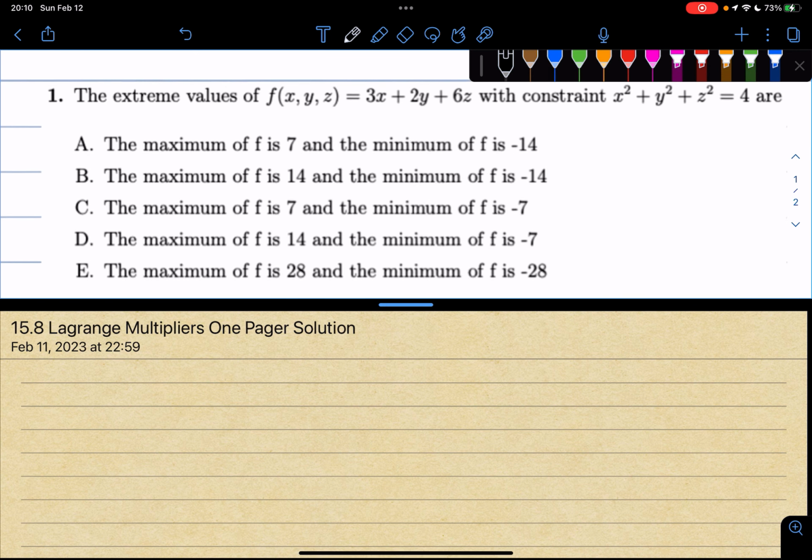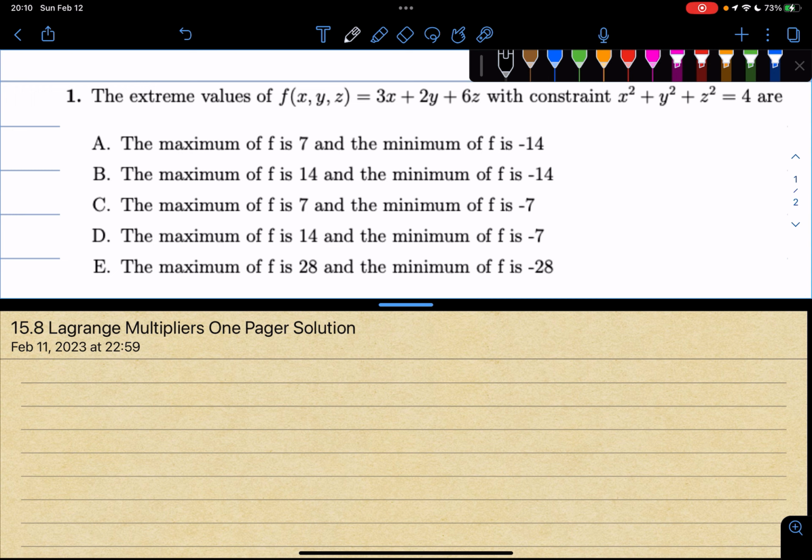So the extreme values of this function with constraints of x squared plus y squared plus z squared equals 4, right? So this is a spherical constraint. I think everybody can agree that this is an extrema problem by reading the words extreme values. But how do you know whether this is local extrema or absolute extrema, right?